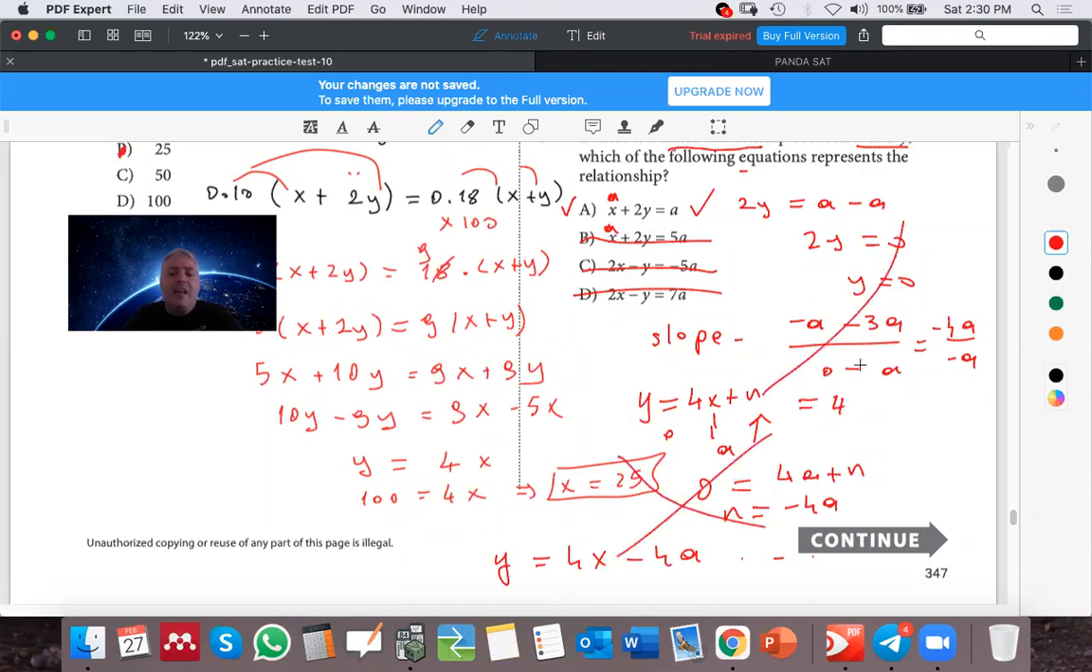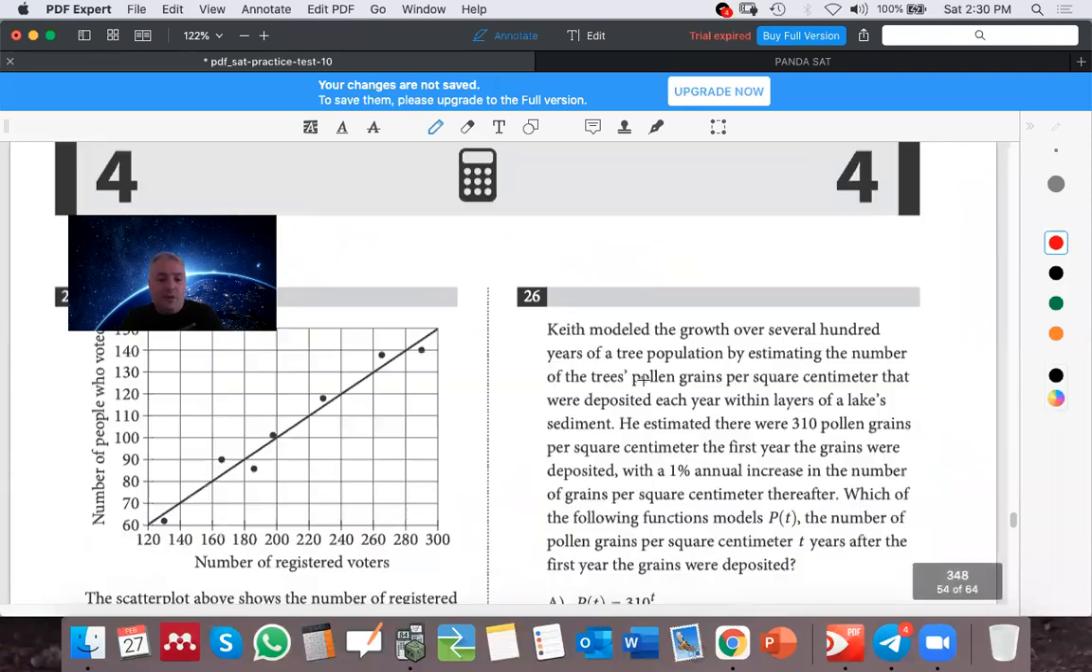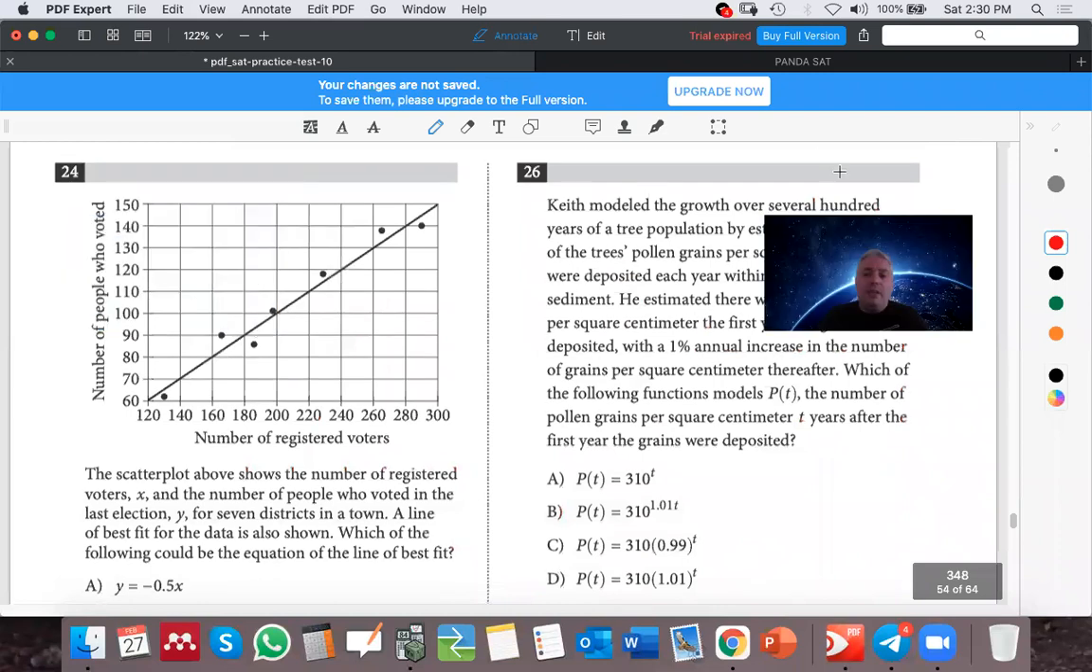Why do I need this kind of long way? Just put it in. When x is a, y is 0. If it's satisfied, check all the alternatives. And then no, that means just the remaining one. We finished. Okay. Now, question number 24.